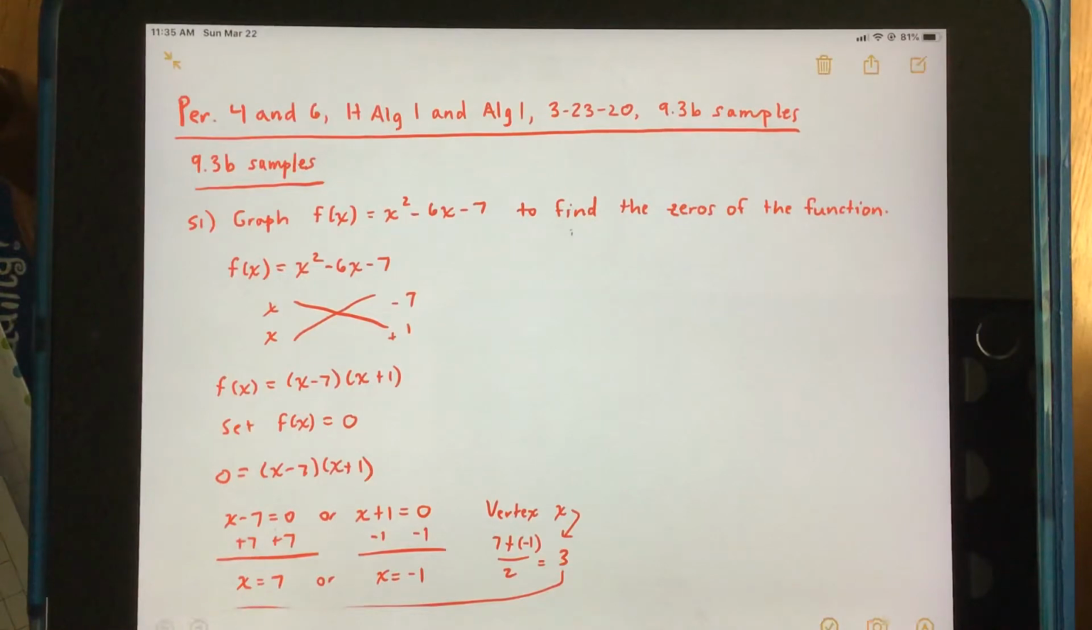These are our 9.3b samples. So in this lesson, recall that our goal was to graph a function to find the zeros of the function. So here we go with our one and only sample. F of x is equal to x squared minus 6x minus 7.